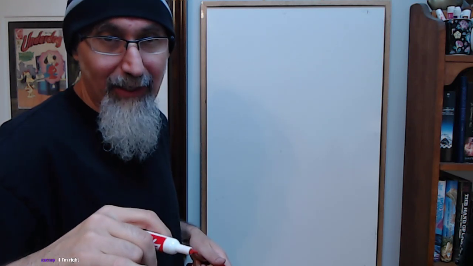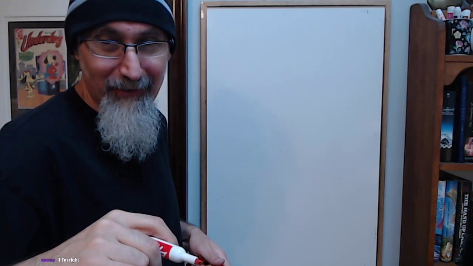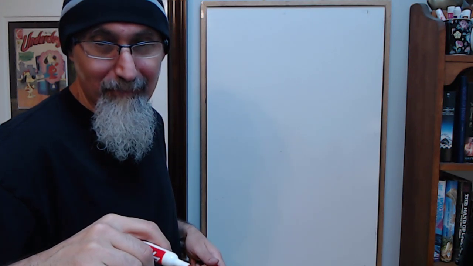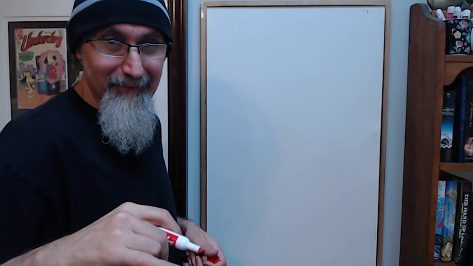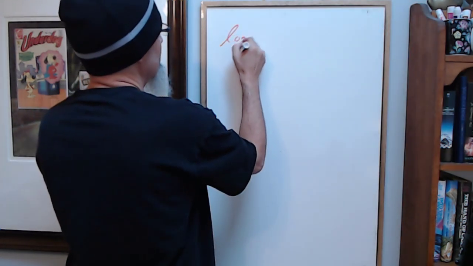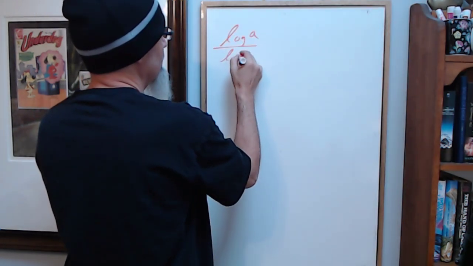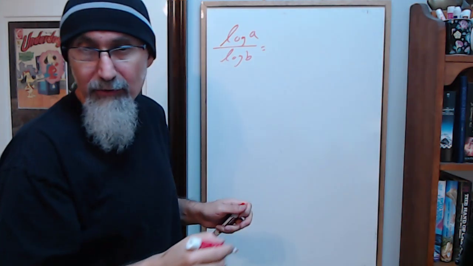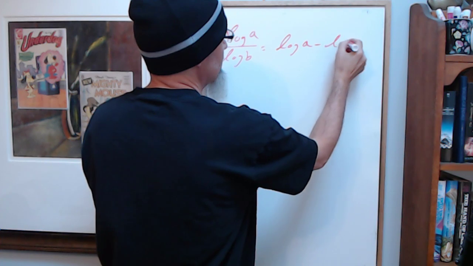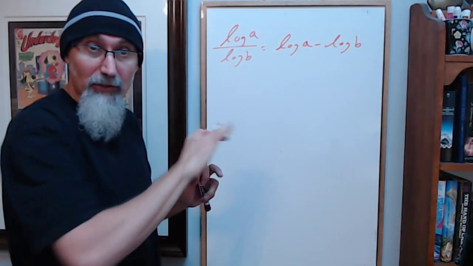Yes, that is correct. Zachary. Yeah. Exactly. Okay. Now, take a look at this. The Scarlet Phoenix, you wrote this. Log A over log B equals log A minus log B. This is not correct.